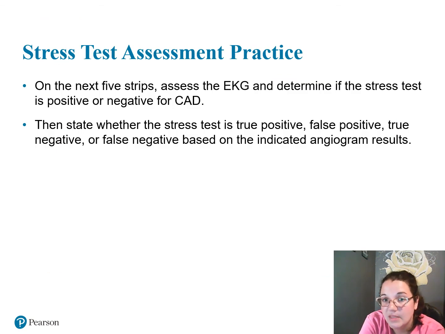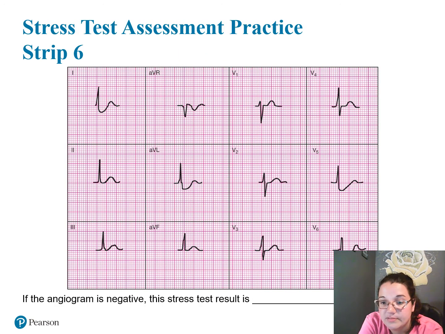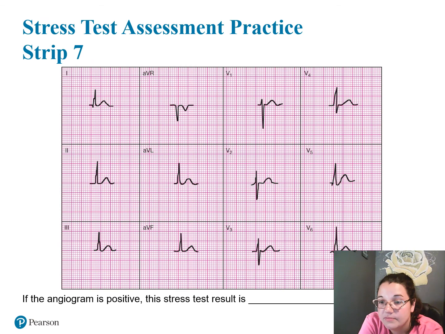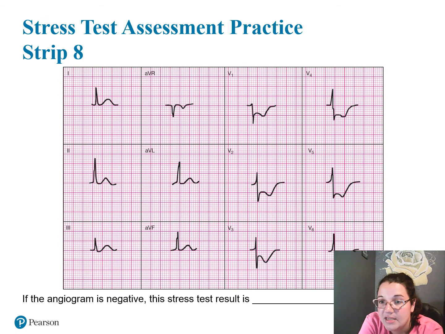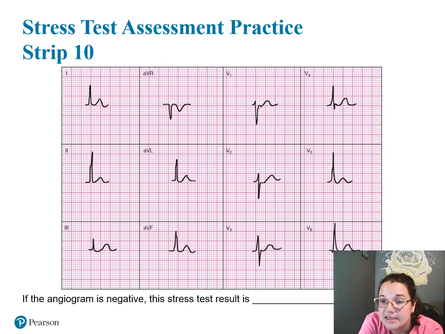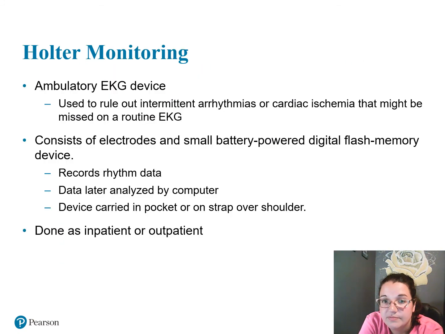Okay. So on the next 5 strips, you're going to assess the EKG and determine if the stress test is positive or negative for coronary artery disease. Then state whether the stress test is a true positive, a false positive, true negative, or false negative based on the indicated angiogram results. So you're just going to go through these and you're going to look. And again, what are we looking for? ST elevation, depression. Okay. So moving on.